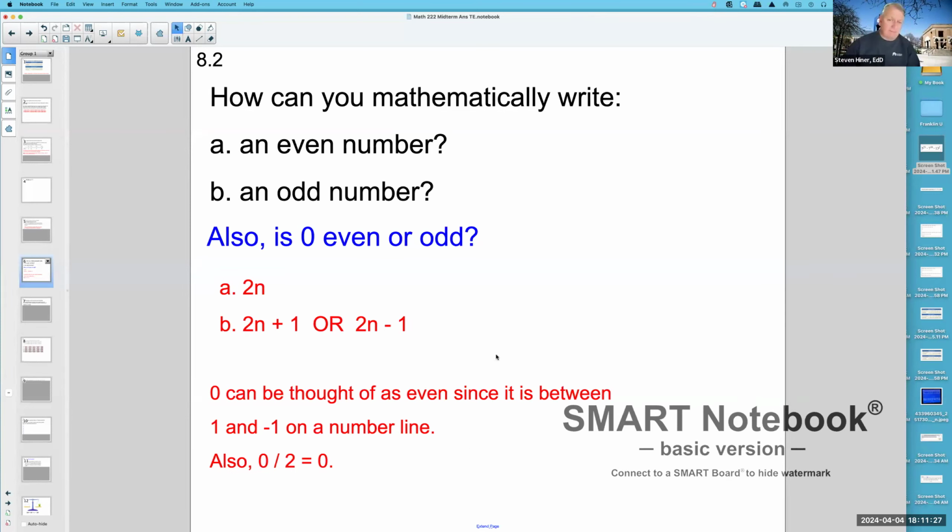And there's another reason. You can do 0 divided by 2, right? Even numbers are divisible by 2. 0 divided by 2, you get 0, but it works. So any way you want to explain why it works, the number line is probably the most common way, but you can also say you can divide by 2 and get 0.